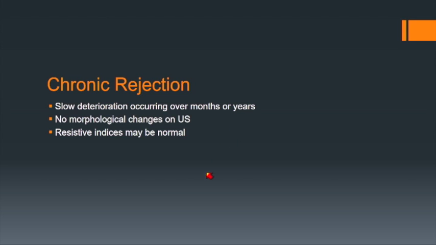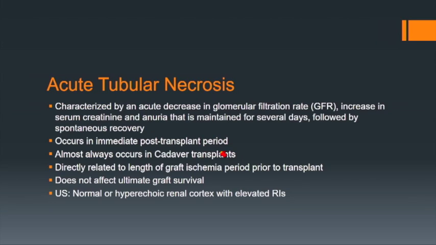Chronic rejection is defined as slow deterioration occurring over months or years. And this is something we cannot diagnose generally on ultrasound. There are usually no morphological changes, and resistive indices may be normal.